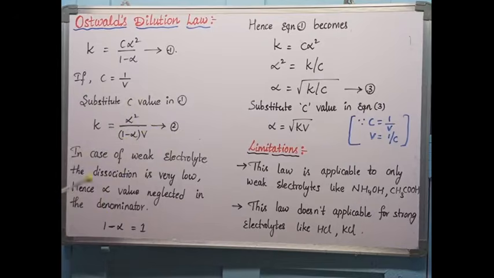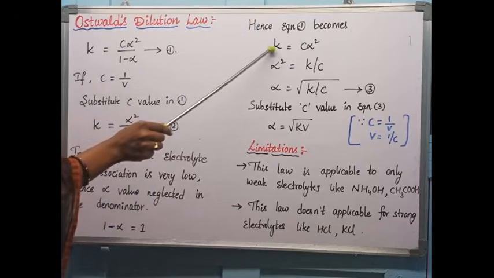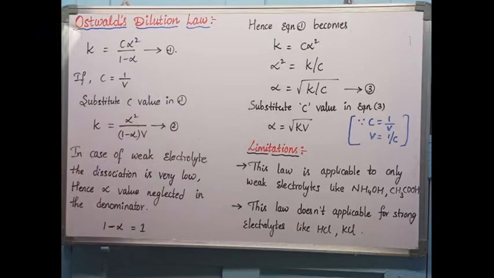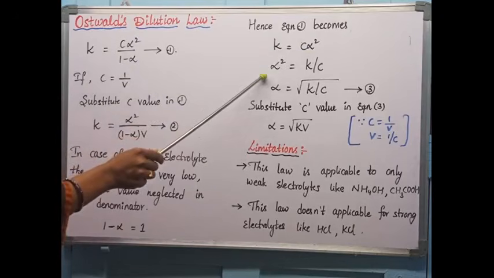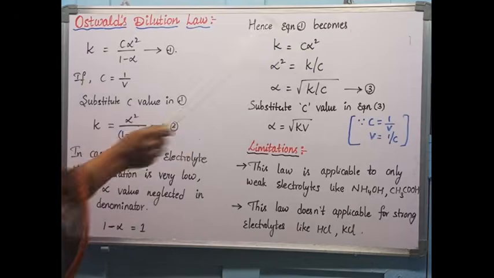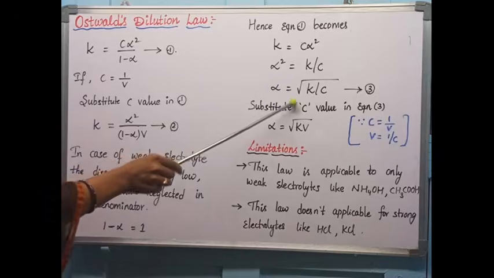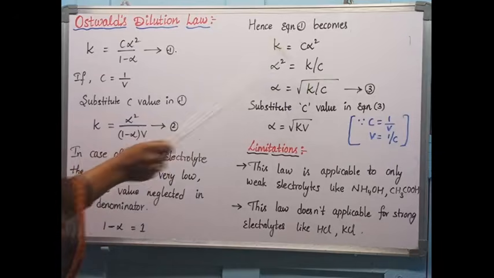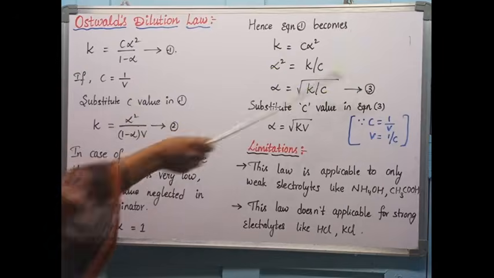In the case of weak electrolytes, the dissociation is very low. So we can neglect the alpha value in the denominator, and 1 minus alpha is taken as 1. Then this equation becomes K equals C alpha square, because we are neglecting the alpha value here. From this we can write alpha square equals K by C. So alpha becomes root over K by C. The square becomes root when it goes to the other side. So we got equation 3.